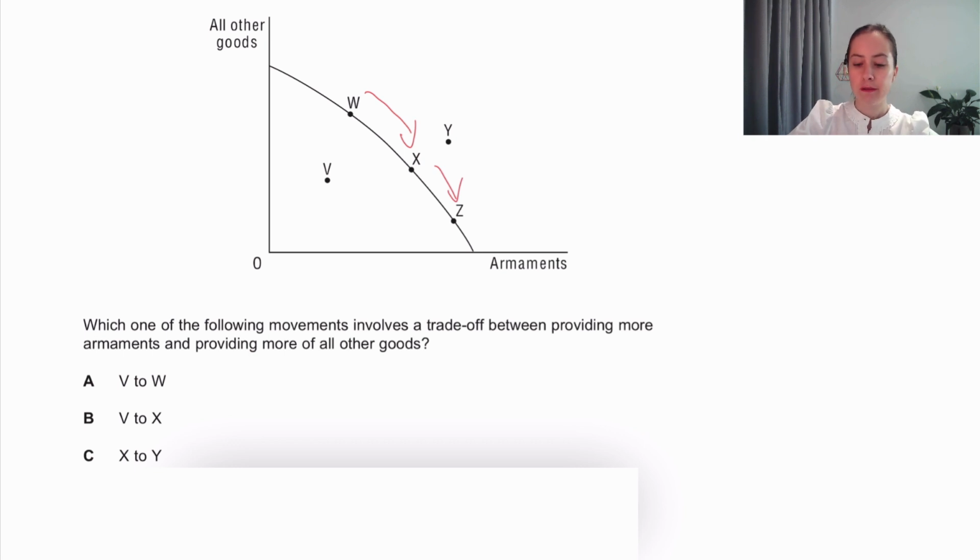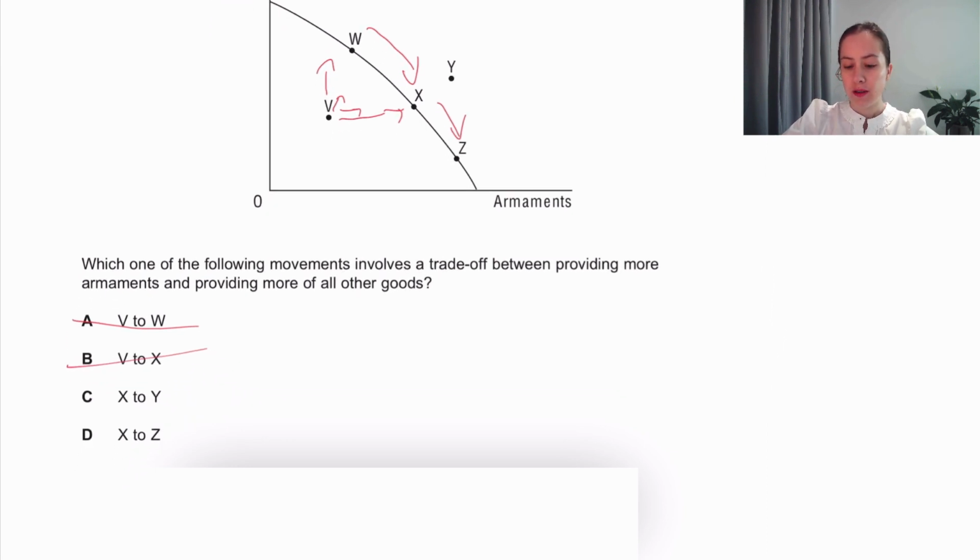Oh, okay, so moving from V to W doesn't involve a trade-off because you get more of both goods. V to X, you get more X and you also get more Y. It looks like a little bit, but not, you get both. X to Y, you just can't produce that. I think that's going to be really unlikely. X to Z, that's the one. If you move to get more armaments, you will get less of the Y good.